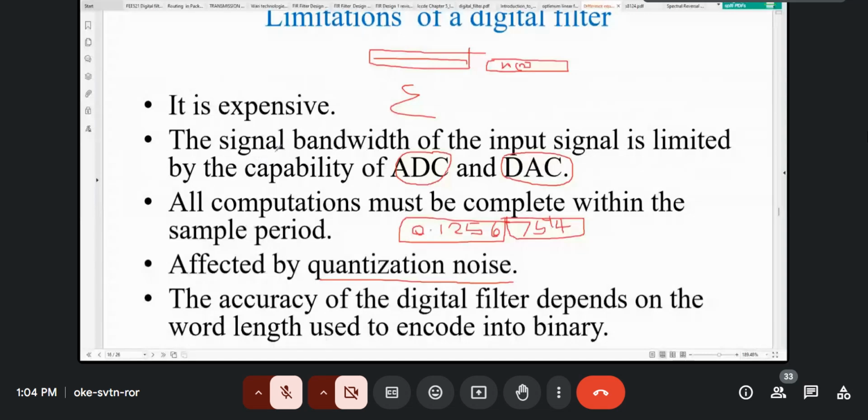The signal bandwidth of the input signal is limited by the capability of the ADC, because the ADC will limit at what frequency you can sample. And what you're going to find, when we do calculations, is that for a digital filter, the actual cutoff frequency depends on the sampling frequency.